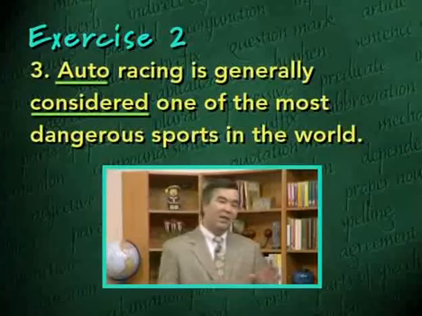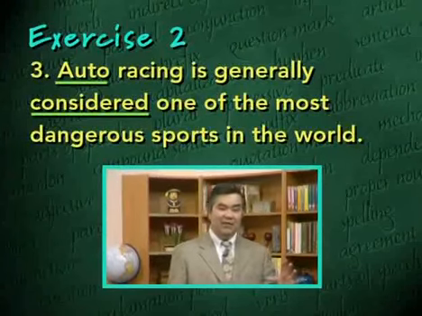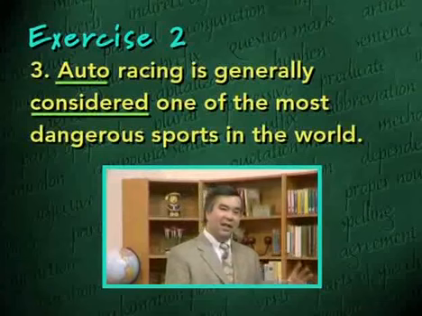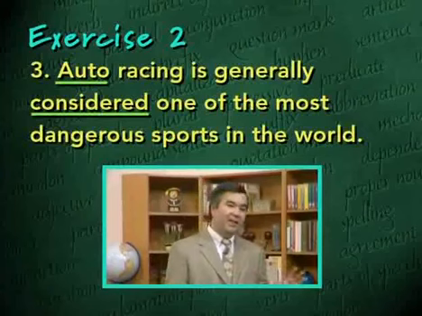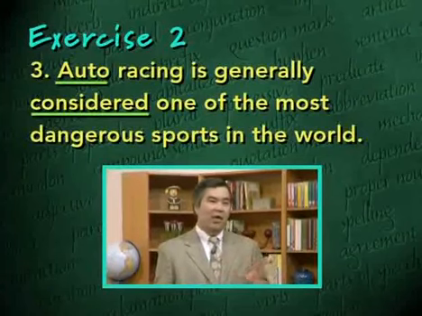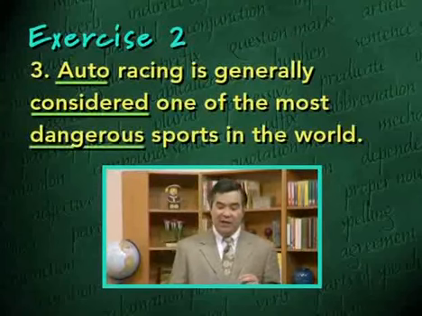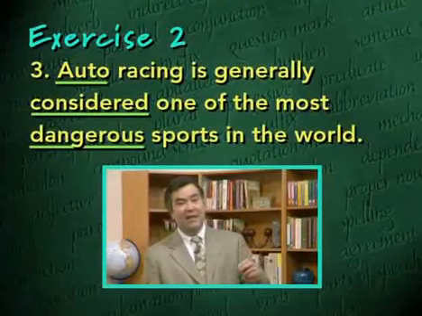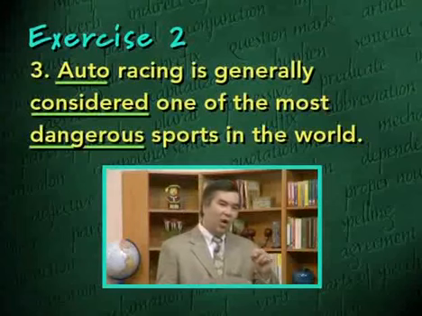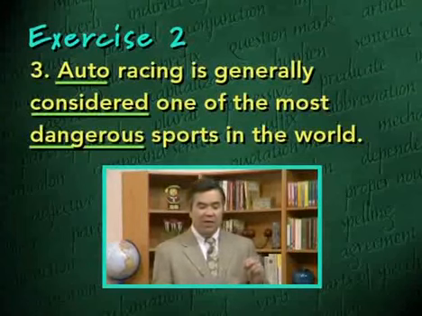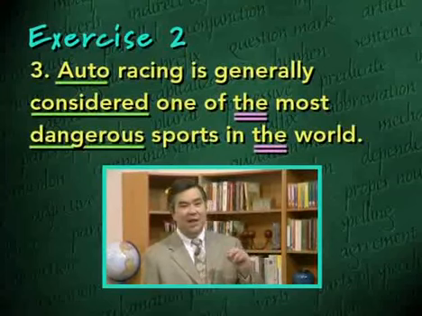Considered is another word which in this particular sentence could be considered either an adjective or a verb. It could be considered part of the verb phrase is considered, or it could be considered an adjective which is linked to the noun racing by the be verb is. So considered could be considered an adjective or a verb, depending on which term you happen to prefer. Either one could be correct. Dangerous is another adjective. In this sentence, it modifies or gives more information about the noun sports. And we have two articles in this sentence. Both of them are the, one of the most dangerous sports in the world. So both of those should have been marked on your sheet as articles.